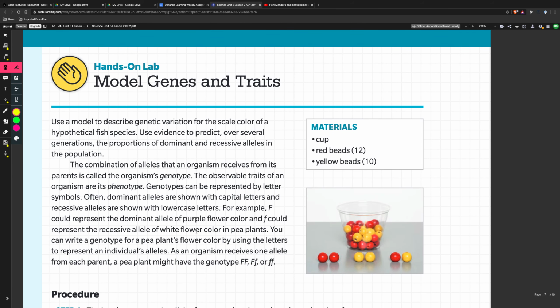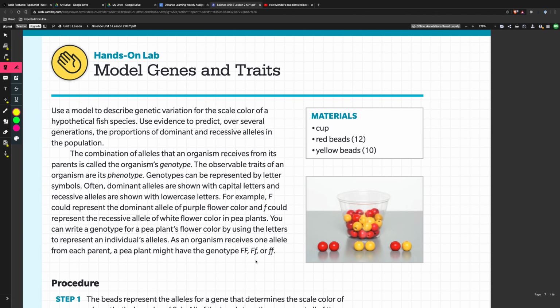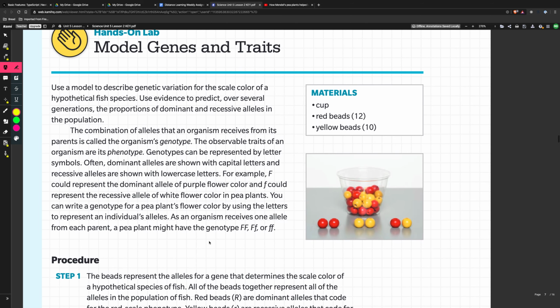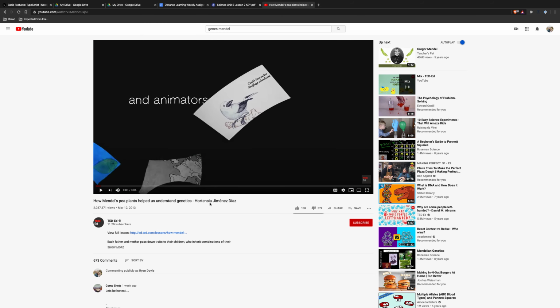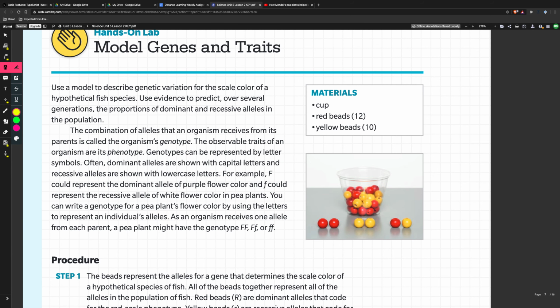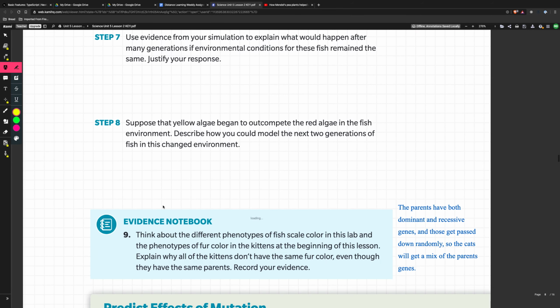Okay, so then there is this model, and you're free to do this yourself, it might make a little bit more sense. But in the weekly plan, I also put a link to a video, How Mendel's pea plants helped us understand genetics. You can look up this video right here. It's a TED Ed talk. It's only 3 minutes long, and that kind of gets at the gist of what this is trying to show you.